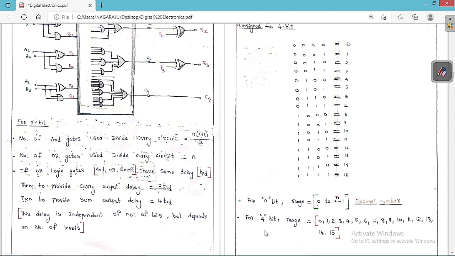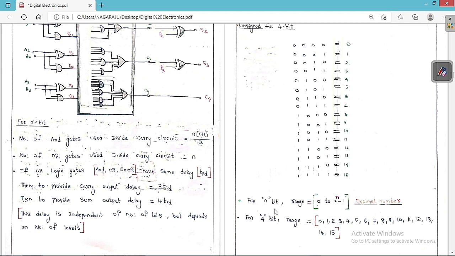Suppose I write it for 4-bit: the range is 0, 1, 2, 3, 4, 5, 6, 7, 8, 9, 10, 11, 12, 13, 14 and 15. This is the range it can cover. If you have doubt, you can substitute: 2 to the power of 4 is 16, and 16 minus 1 is 15. Yes, it covers decimal numbers from 0 to 15. This is the range it can cover for n equal to 4.